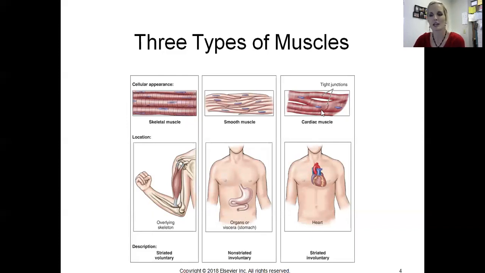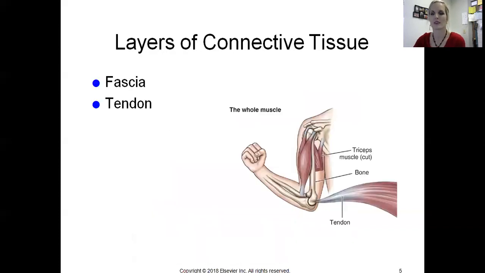And then there's our cardiac muscle. It is striated like skeletal muscle is, a little bit of a different look, but you can see that it is only located in our heart. And again, it is also involuntary because I'm not sitting there telling my heart when to beat and when not to beat. Instead, my heart does it for me. So I do want you guys to be familiar with those 3 types of muscle tissue.